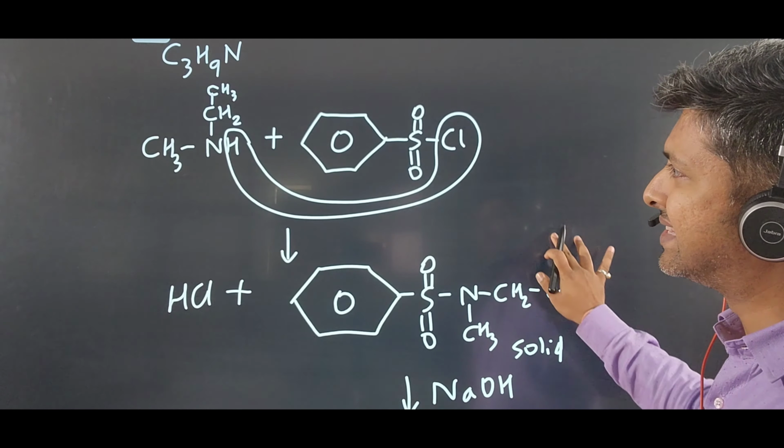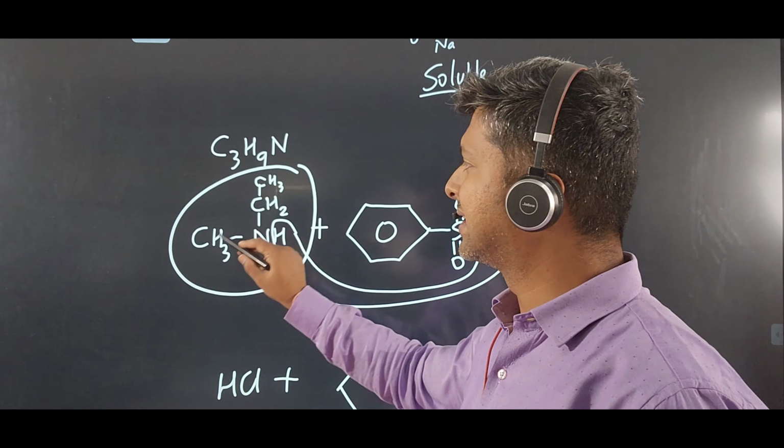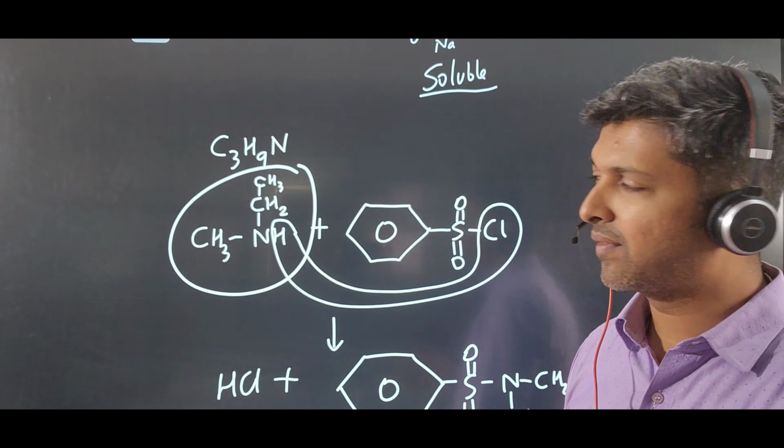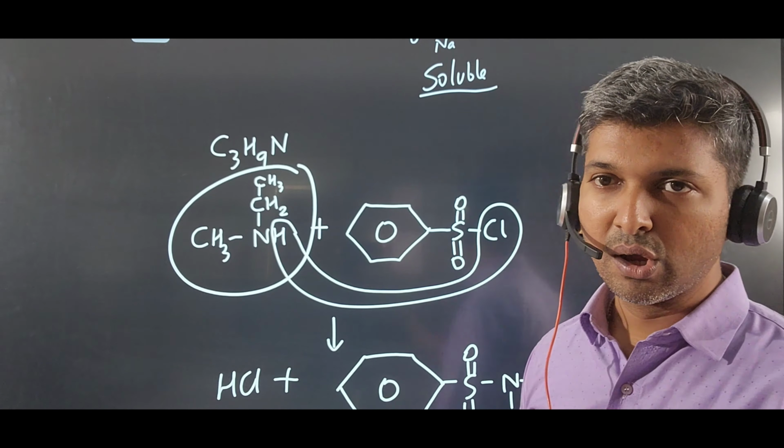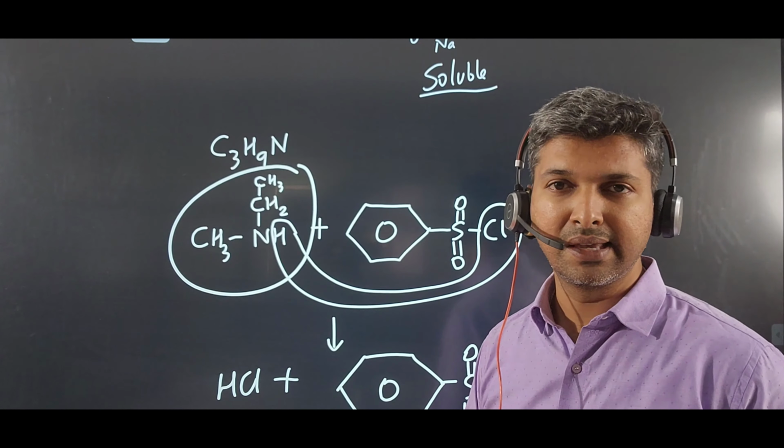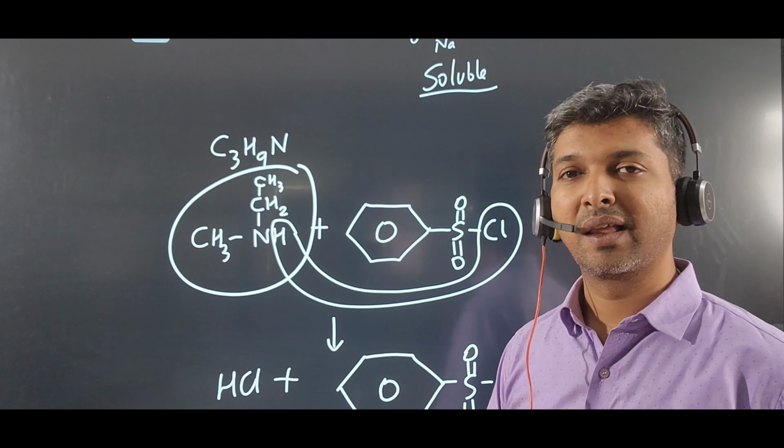So our compound Z is this. C3, count the number of carbons, C3, number of hydrogens, 9, and 1 nitrogen. So, of course, this is the answer. This is Z.